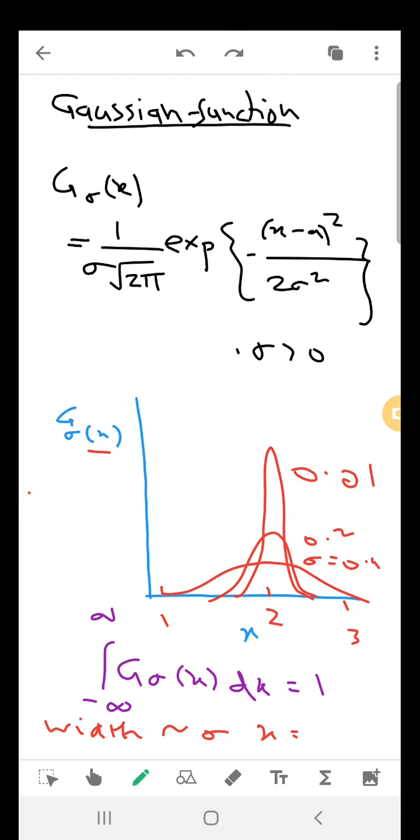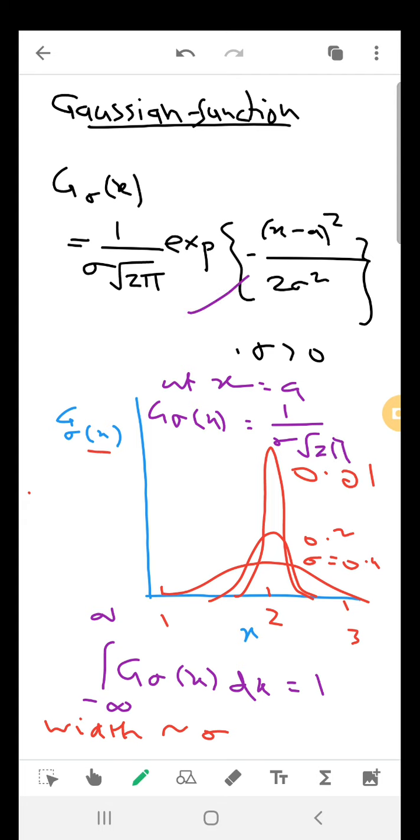Sorry, not at x is equal to 8. It has got a bandwidth of sigma, and at x is equal to a. So at x is equal to a, the value of g sigma x is equal to 1 by sigma root 2 pi. If you put the value of x is equal to a here, automatically this becomes equal to unity, and we are only left with this value. So 1 by sigma root 2 pi is the value at x is equal to a.